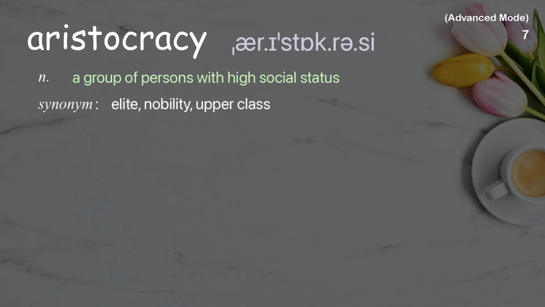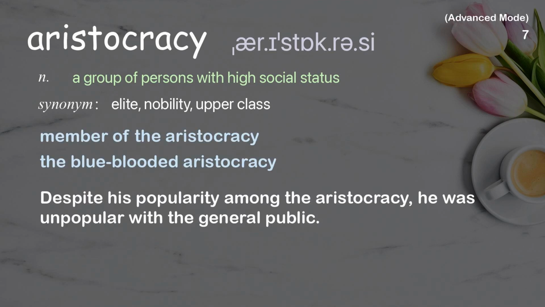Aristocracy. A group of persons with high social status. Examples: Member of the aristocracy. The blue-blooded aristocracy. Despite his popularity among the aristocracy, he was unpopular with the general public.